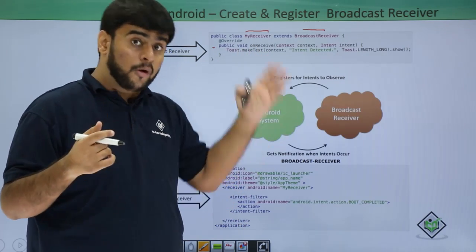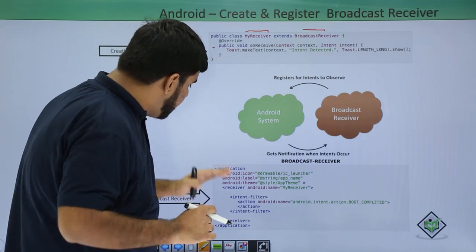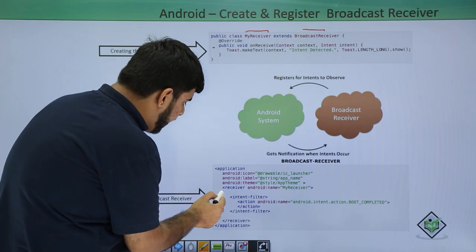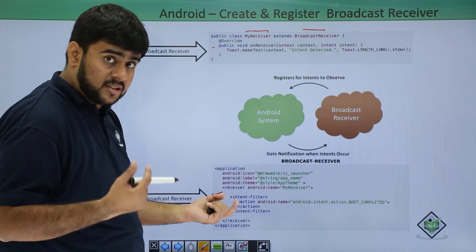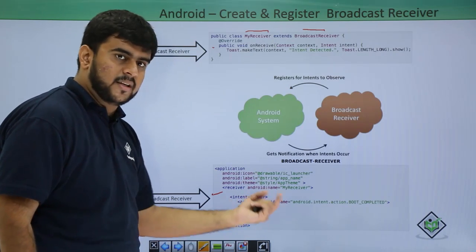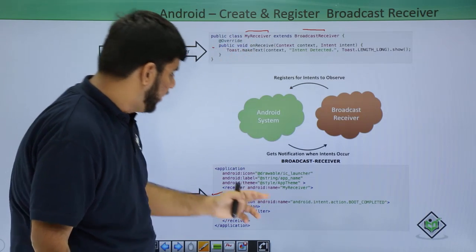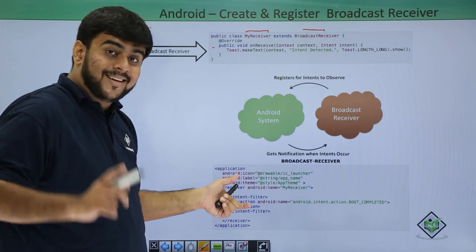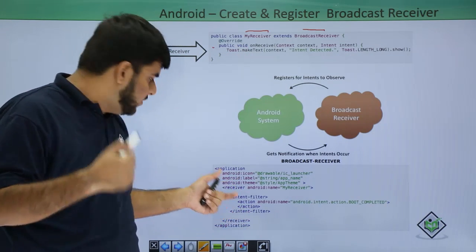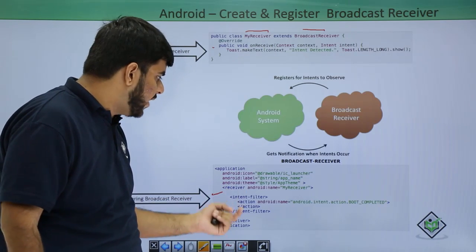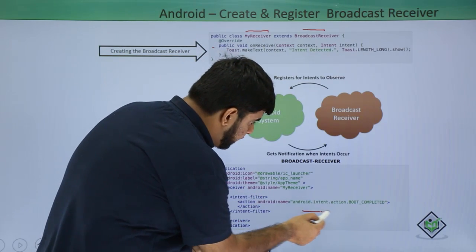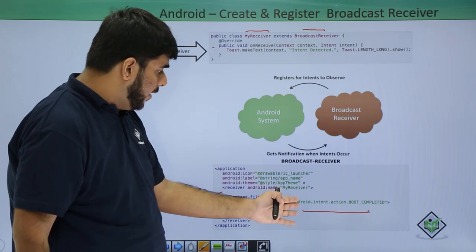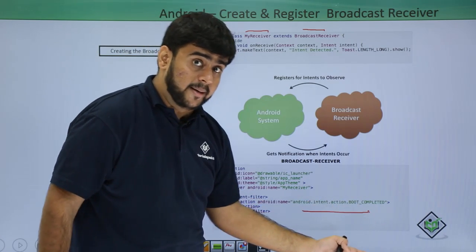Now how does the flow come here? That change is done in the manifest file. In the manifest file, we have a receiver tag, as we discussed already. We name this receiver whatever name has been given, so it's MyReceiver. When this broadcast will be fired is defined in the intent filter. We have an action which defines that, android.intent.action.BOOT_COMPLETED.